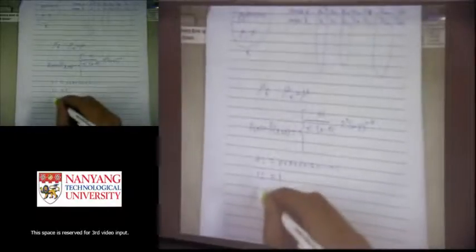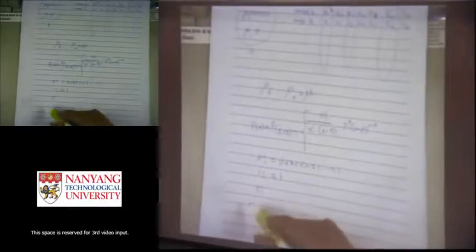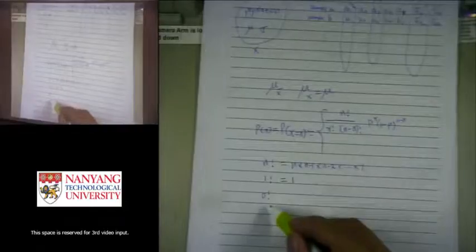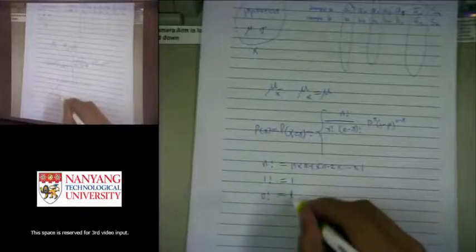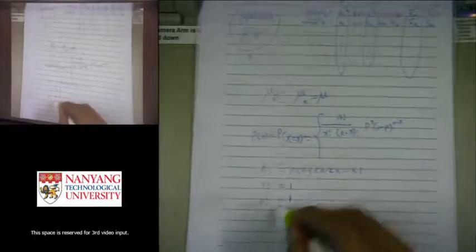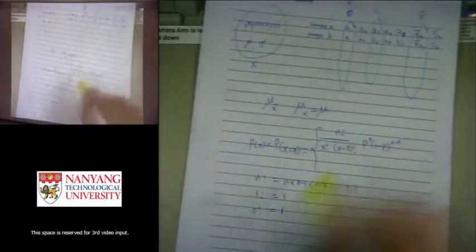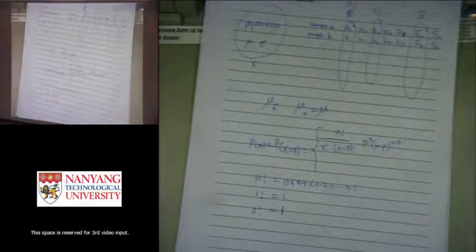Then for 0 factorial, because we don't have a natural definition for this one, we define the value of 0 factorial as 1. Okay, then we plug in this formula and we can get this table.